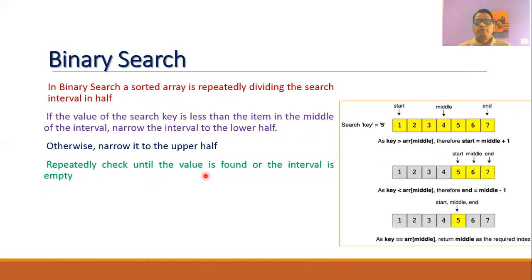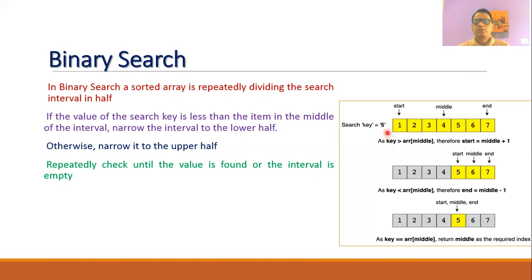Say for example, suppose we have been given a sorted array consisting of the elements 1, 2, 3, 4, 5, 6, and 7, and suppose the search key is 5. For this array, the start element is 1, the end element is 7, and then we compute the middle element. The middle element will be 4. Now we will compare the value of the middle element with the search key.